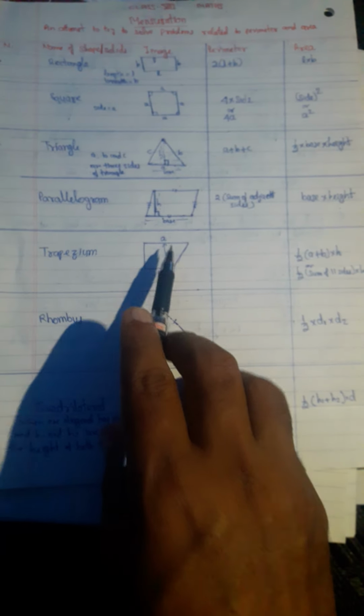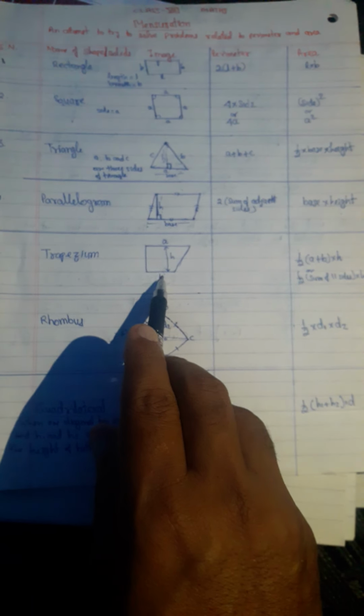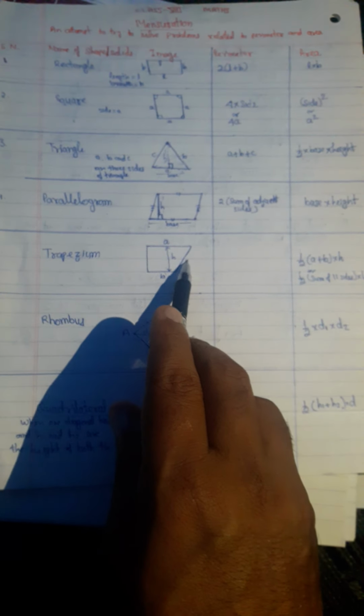Then another figure is the trapezium. What is the trapezium? In this trapezium, here also there are 4 sides, but among the 4 sides only one pair is the parallel side. These A and B are the parallel sides and the other 2 are non-parallel sides.